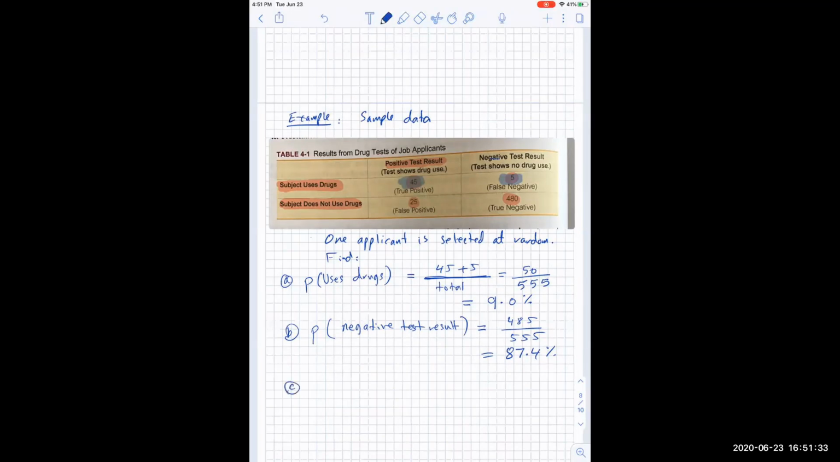One more. What is the probability that this person that is randomly selected has a false negative? How many applicants with false negative? Only 5 out of 555, right? That gives me 0.9%.